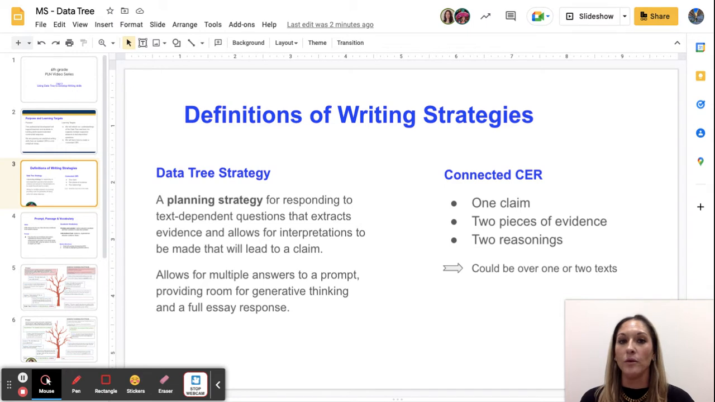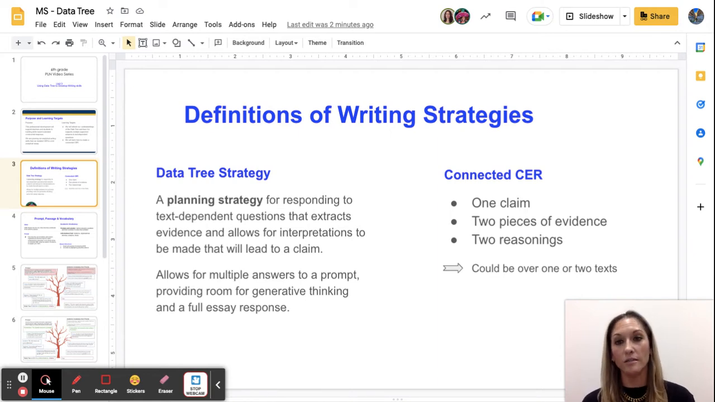Let's first define what a connected CER is. A connected CER has one claim with two pieces of evidence and two reasonings. That text evidence can come from either one text or two. It just depends on the purpose and the charge for the student, but it would have two pieces of evidence and two reasonings.